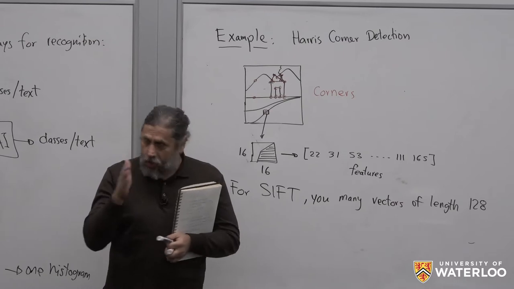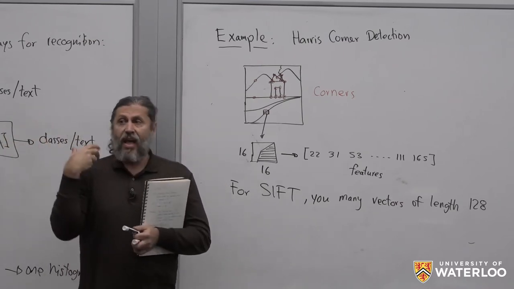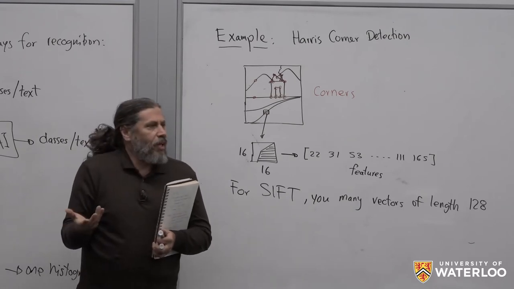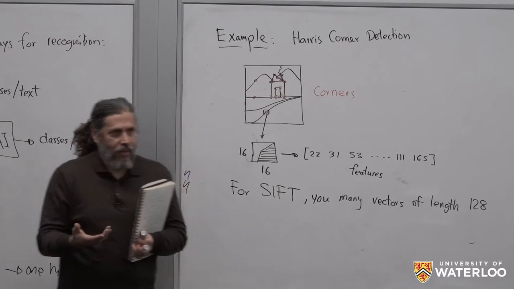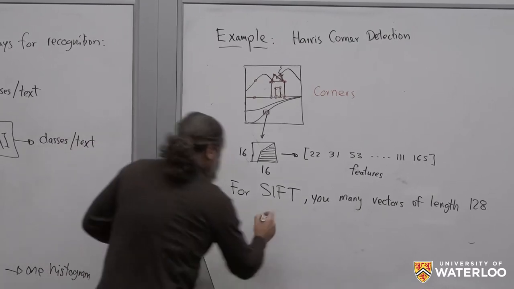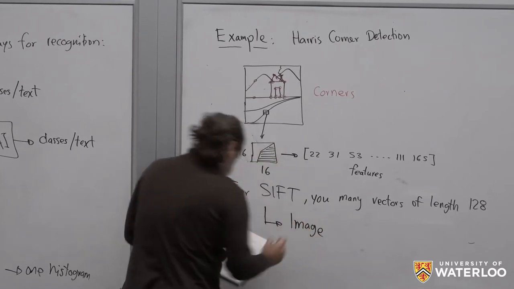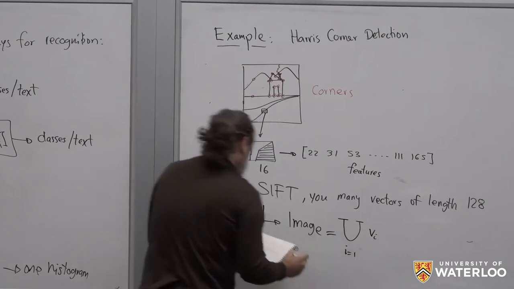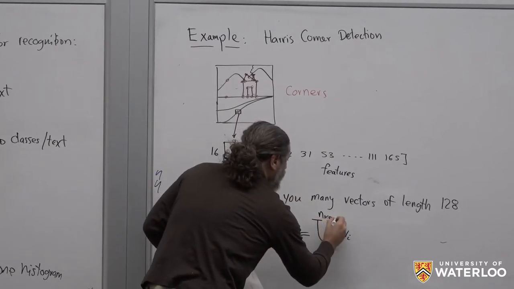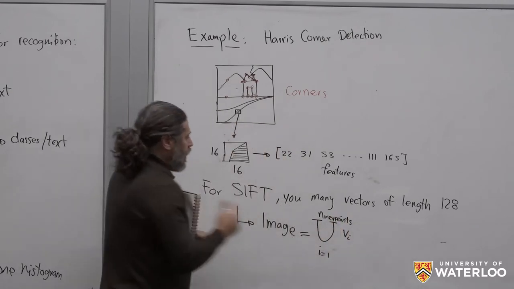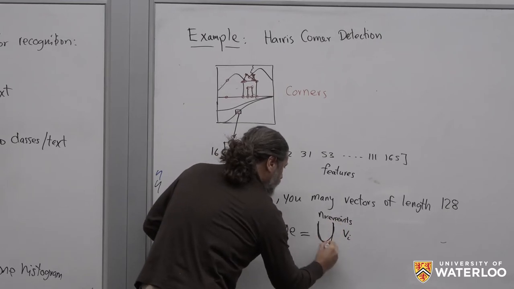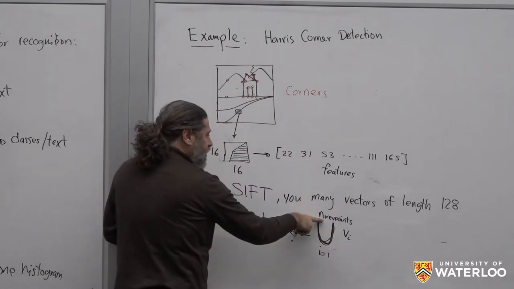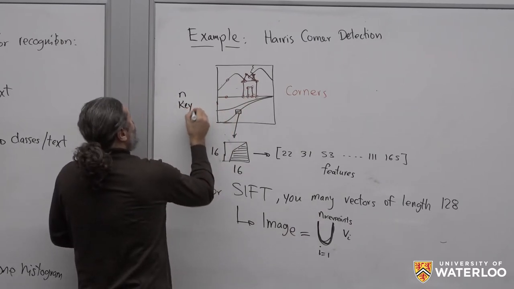So what is it that we want to do? If AI is vision, and we as humans acquire and process 90% of the information that we work with visually, you cannot have AI without being able to process digital images. It cannot be. So that's why we are talking about it. Which means your image is the union of those feature vectors v_i, when i goes from 1 to the number of key points. That's the sign of union. That's not a U, well, that's a U, but the union of all feature vectors like this, where I get n key points.